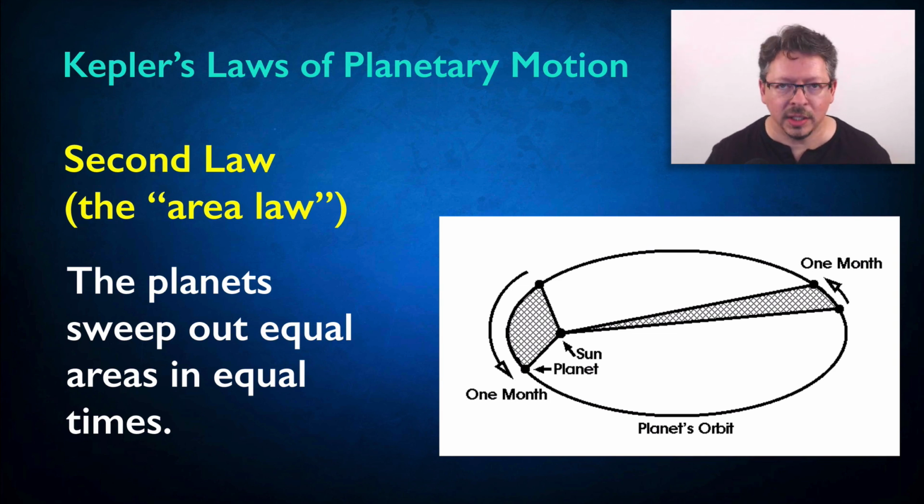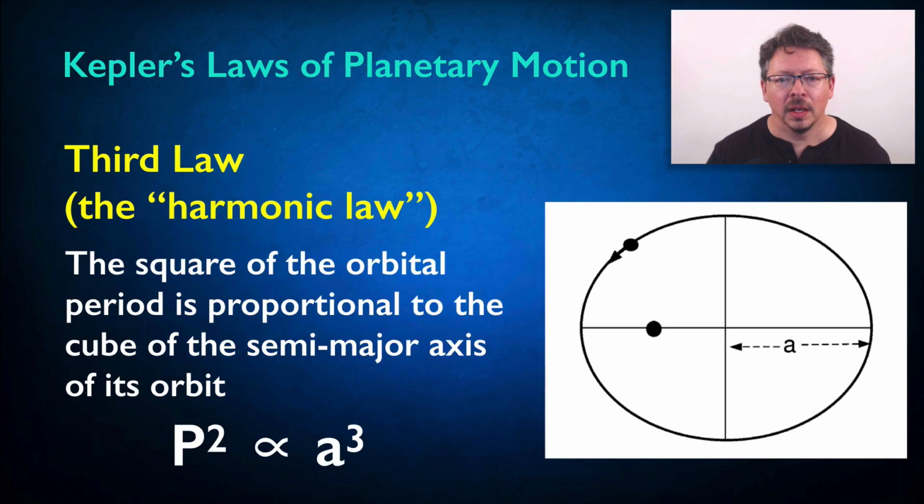But what is constant in any given unit of time is the area that is swept out by a line that connects the sun and the planet. So those two gray patches in the diagram have the same area. Now, Kepler's third law describes how the period of a planet, how long it takes to go around the sun, is related to its distance from the sun. The farther away a planet is, the longer its period.